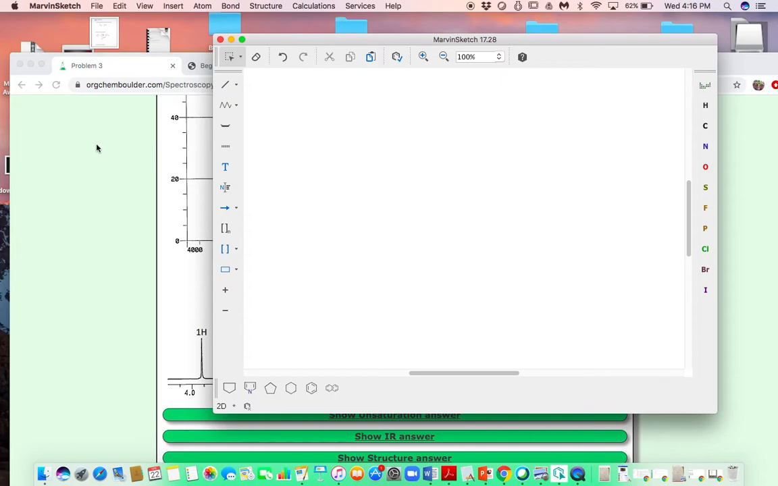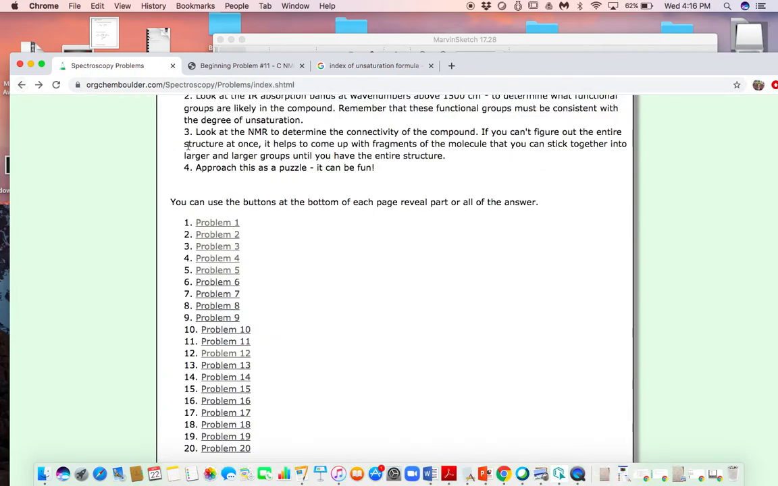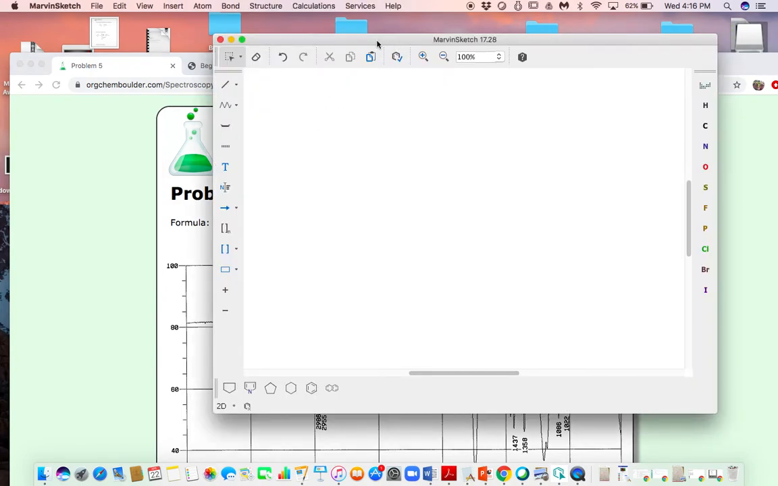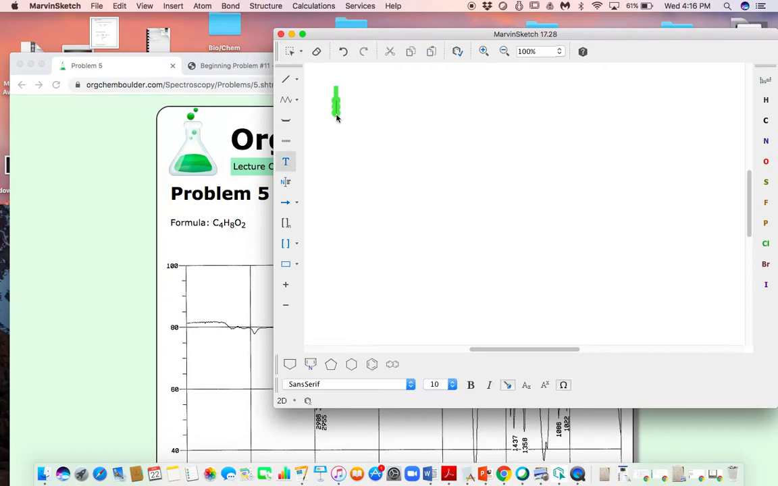All right, let's try another one. Let's try number 5. All right, so number 5, we have a formula of C4H8O2. Once we do our index calculations, I got an index of 1. So again, we're going to have 1 ring or 1 pi bond.